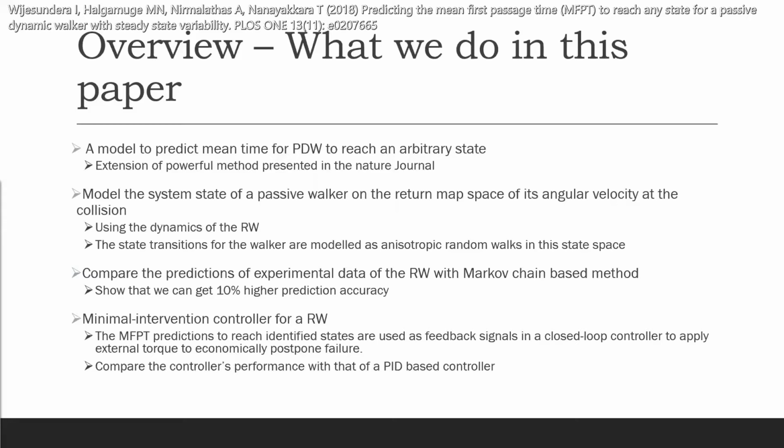After that, we compare the predictions with experimental data of the rimless wheel using Markov chain-based methods and show that we can get a 10% higher prediction accuracy with the proposed methods. And finally, we present a minimal intervention controller for a rimless wheel. The mean first passage time predictions to reach identified states are used in this controller as feedback signals, so that external torque can be applied only when necessary to economically postpone failure. And finally, we compare the controller's performance with that of a PID-based controller.